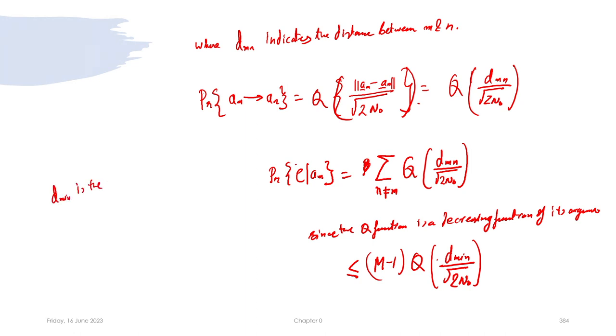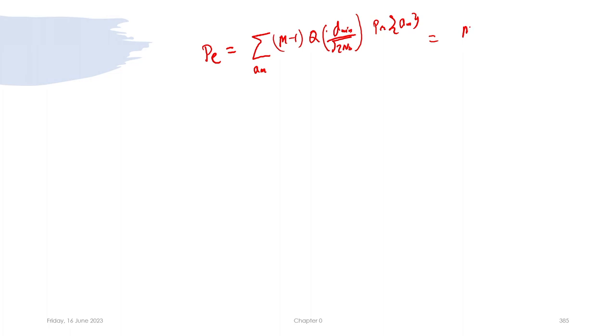d_min is the minimum distance between any two constellation points. And the overall probability of error can hence be written as the probability of error for M-ary equals M minus 1 times Q of d_min by root 2 N naught.